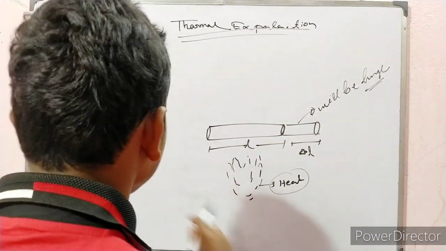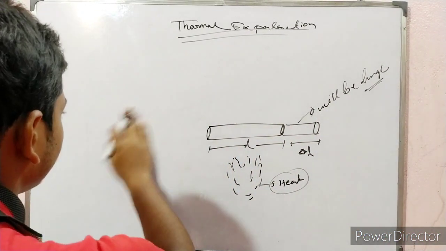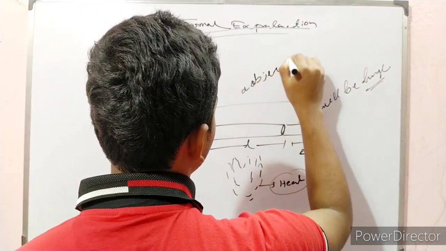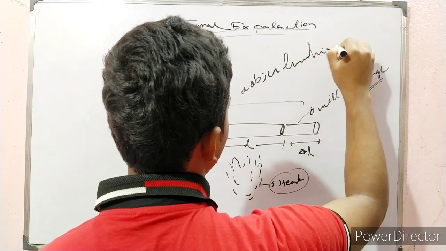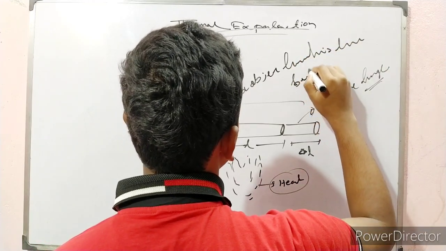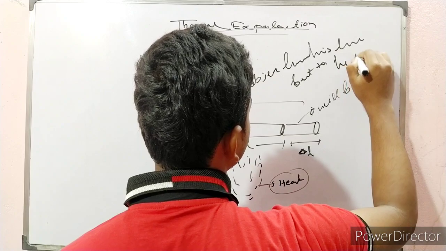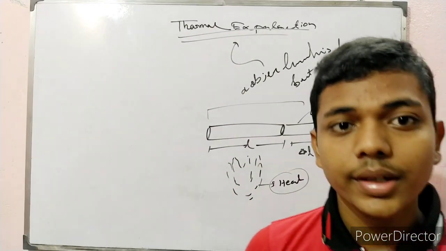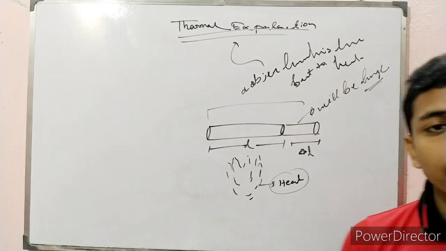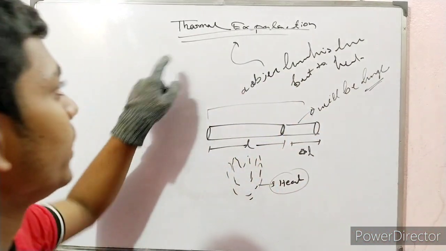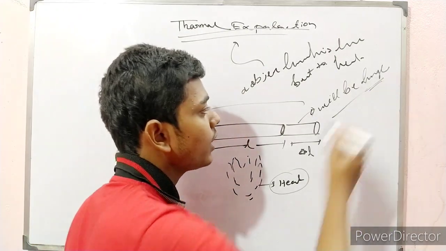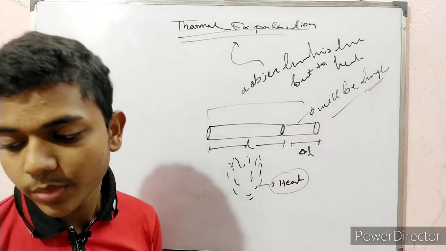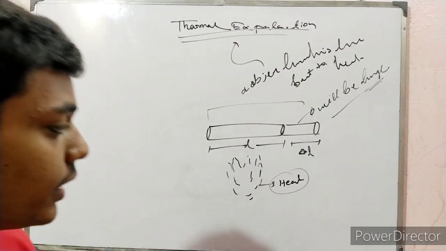When an object changes its length due to heat, this is called thermal expansion. When an object changes length, volume, or area, this is said to be expansion. And if the expansion is due to heat, then this is said to be thermal expansion. I hope it is clear?